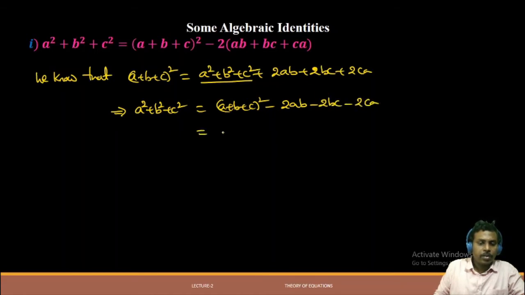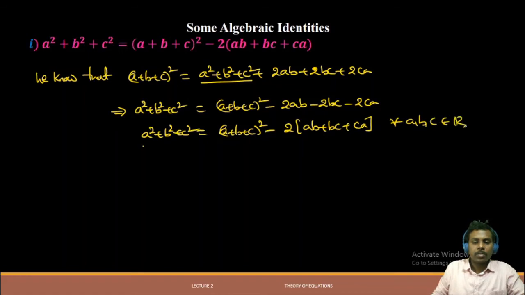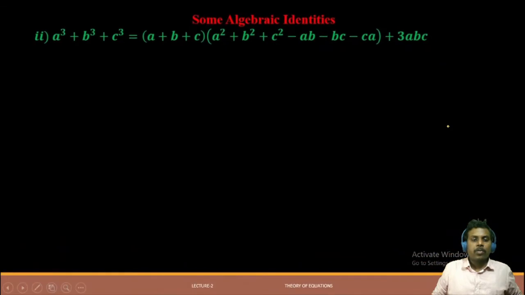So that is equal to a plus b plus c whole square minus 2 into ab plus bc plus ca. So this is a square plus b square plus c square. Okay, this is true for all a, b, c belonging to the real numbers. Okay, let us prove one more identity.